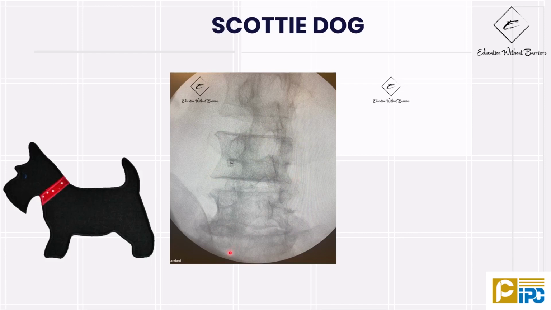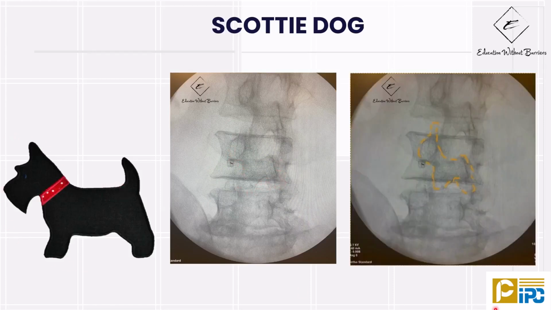So once you've got your end plate squared, you change to the oblique view, which means your C-arm goes towards the side of the injection, tilted. I'll show you the images in the subsequent slides. And what you get is this Scotty dog appearance. Now, if you're struggling to see the Scotty dog, this is how it looks. And let me make it clearer for you in this subsequent image. I've marked it. Can you see the Scotty dog now?